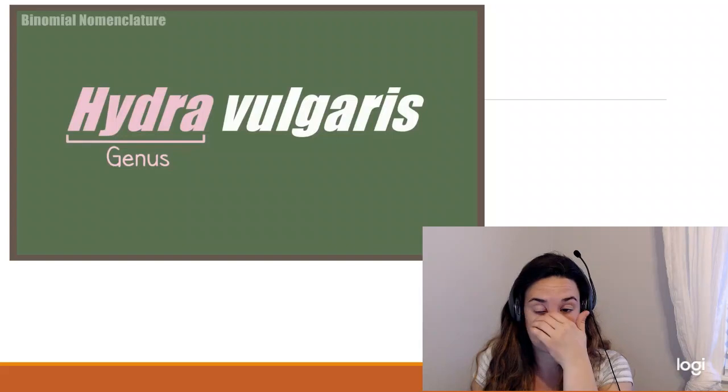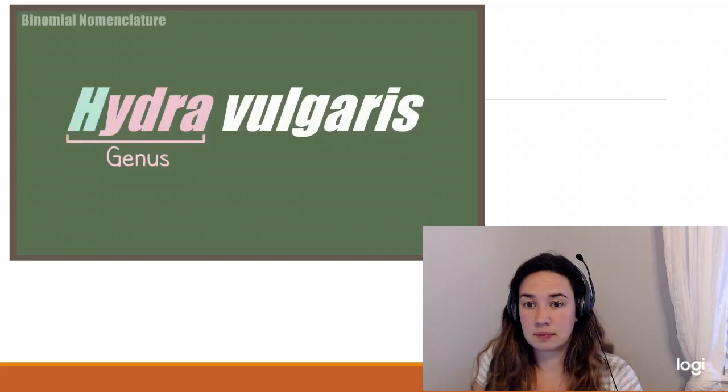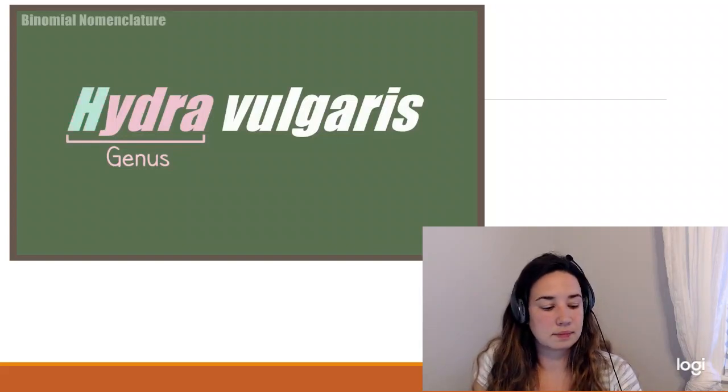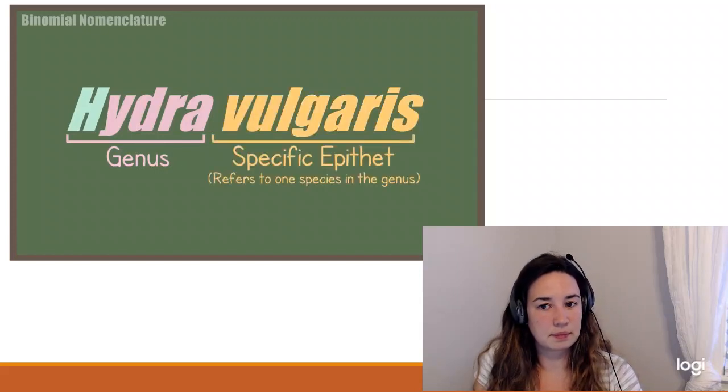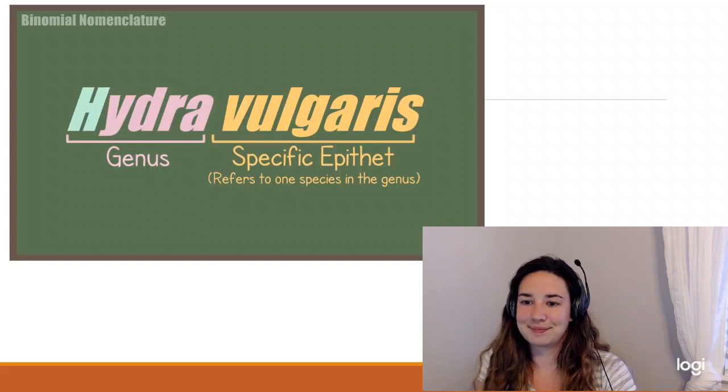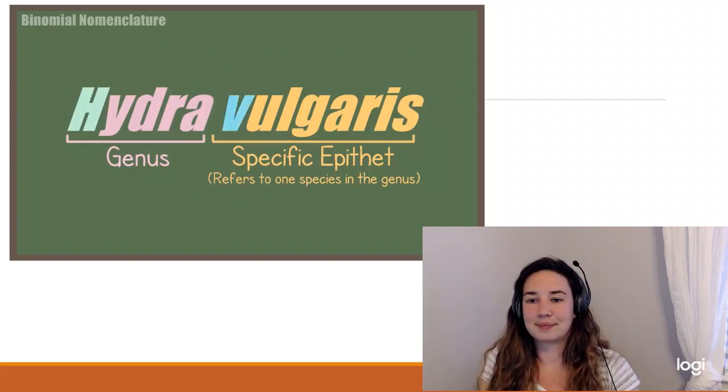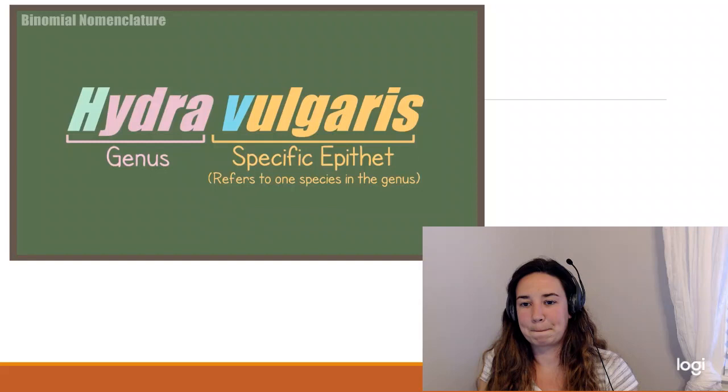See that first name? That's its genus. It's written with a capital letter at the start, and it's written in italics. See the second name? That's its specific epithet, which is a fancy way of saying that it refers to one species in the genus. It has a lowercase letter, and it's also written in italics.